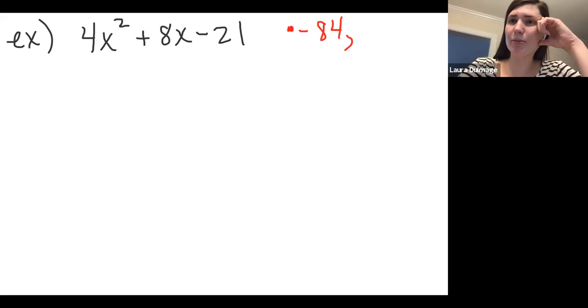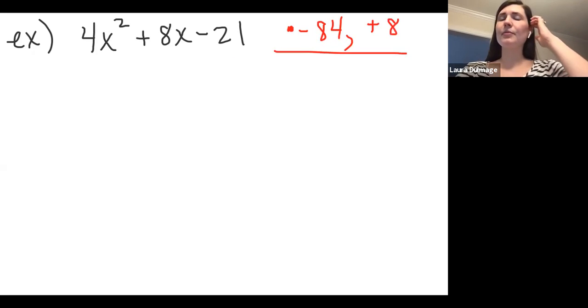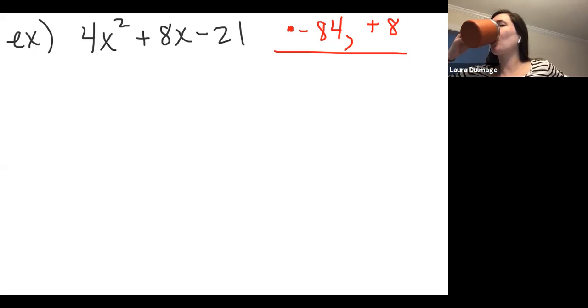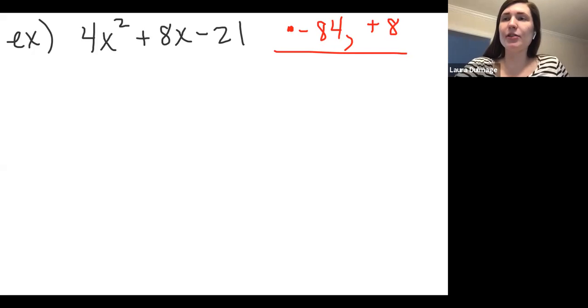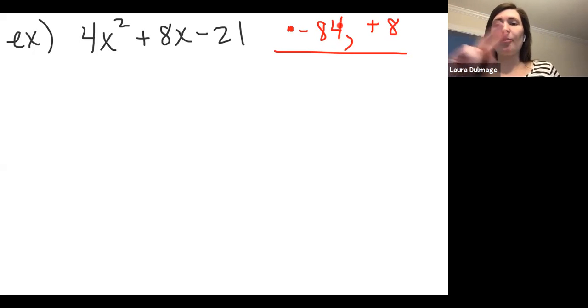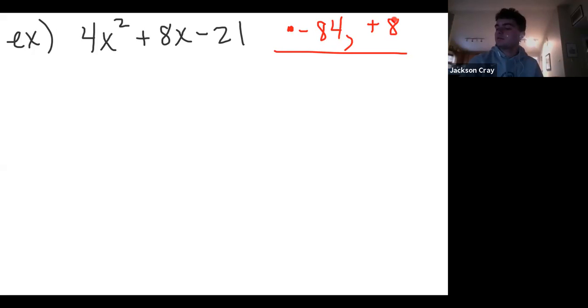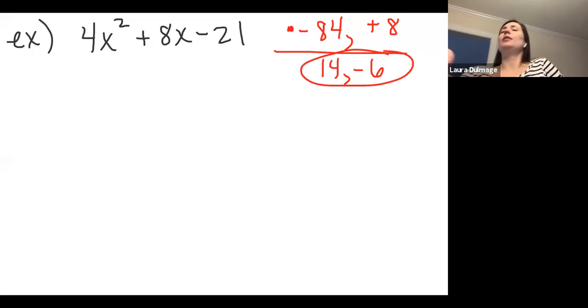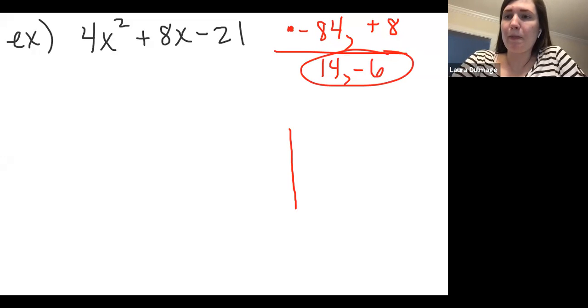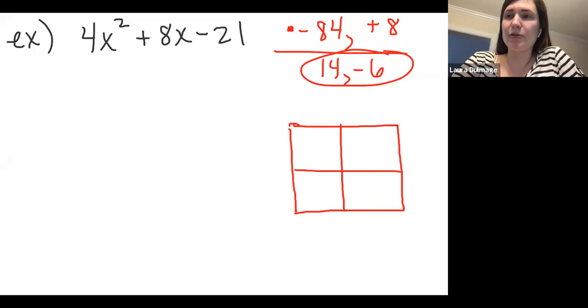And then are there two numbers that multiply to that and add up to our B, our 8? There are, so I want you guys to find them. And since they need to multiply to a negative, one needs to be positive, one needs to be negative. The bigger number needs to be positive. I got 14 and negative 6. Cool. Nice. So those are our two numbers, so it definitely is factorable. So I want you guys to set up the box method. Since A here is 4 and not 1, it's best to utilize this method.